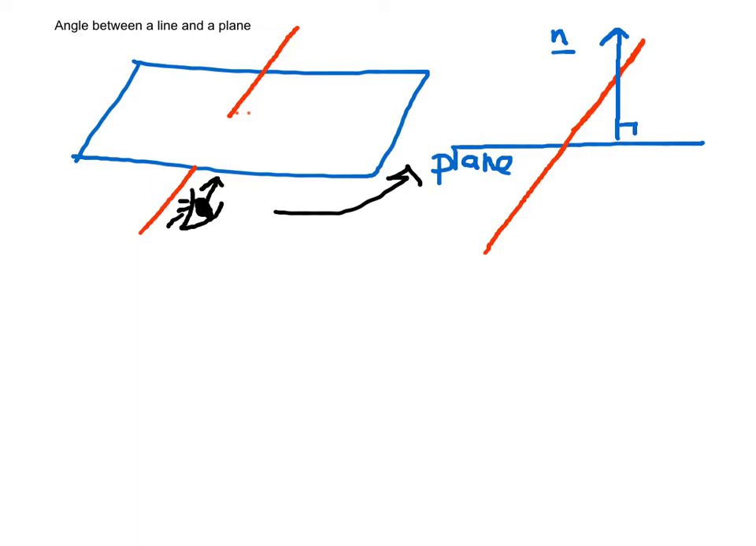Now, let's give names to those angles. So this angle here, let's call that phi, and so this angle here, let's call it theta, and we know that phi plus theta is actually 90 degrees. Yeah, complementary. And in here, right here, this angle here is also theta, because of opposite angles.